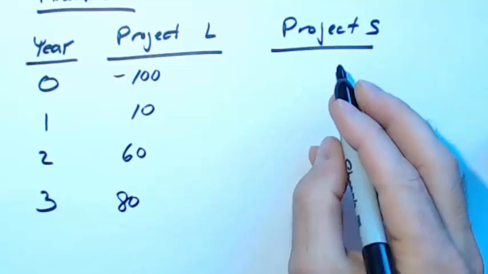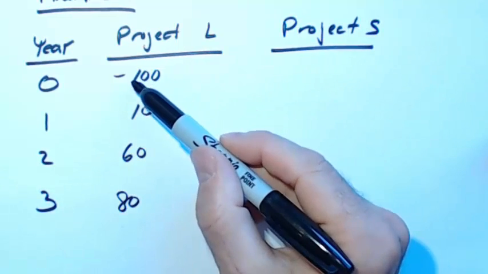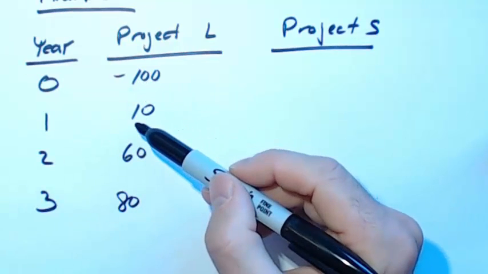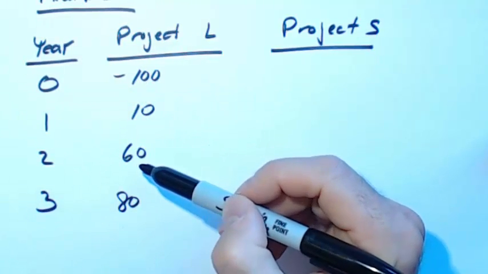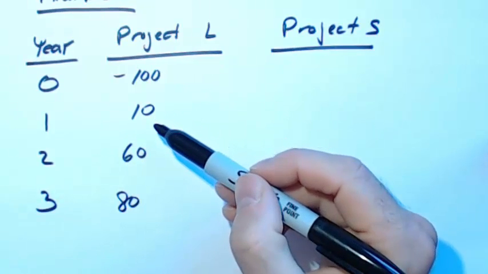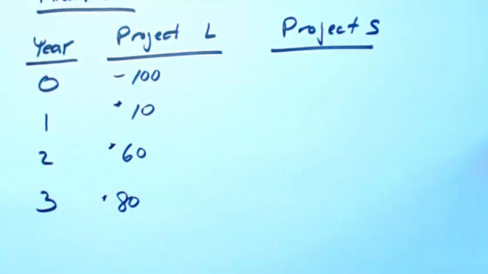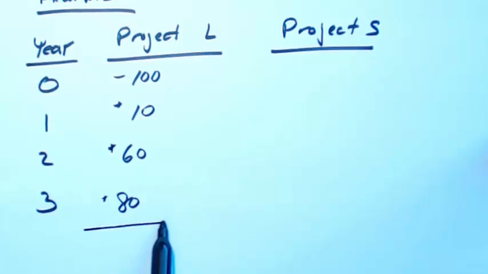Simple projects. So here we have Project L. It costs $100, and it generates positive 10, 60, and 80. So this has normal cash flows: positive, positive, positive. And then the project's over, it wears out, or whatever. Okay, that's Project L.